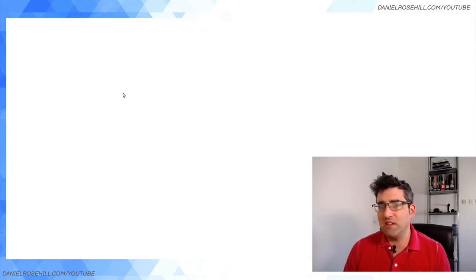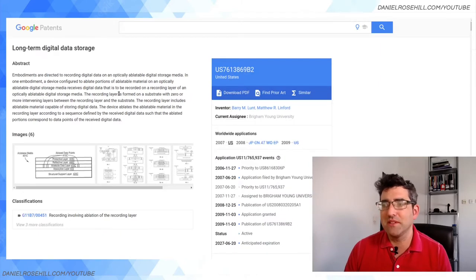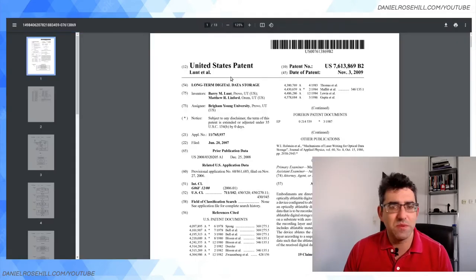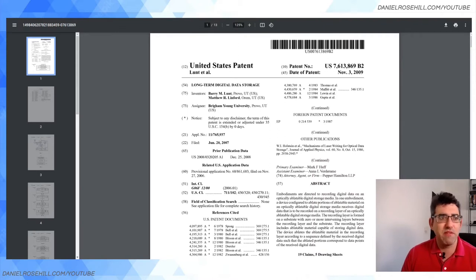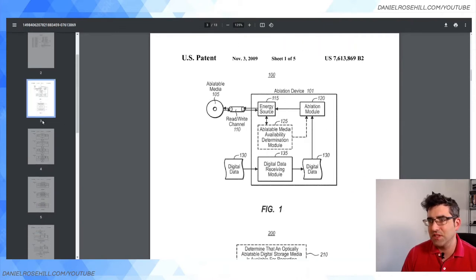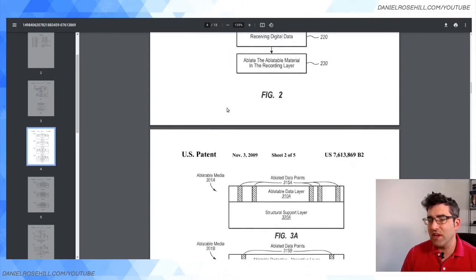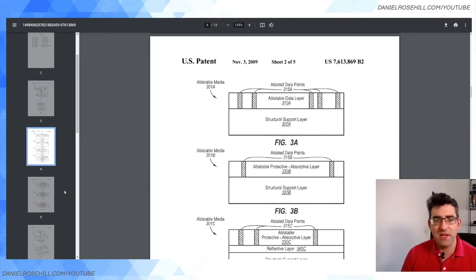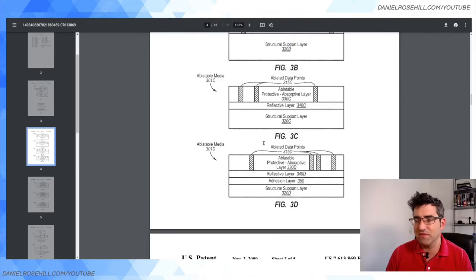We'll find the patent on Google Patents and its inventor, Barry Lunt, and Matthew Linford of Brigham Young. Barry is who I spoke to last week. And you can download the patent. It's an open source PDF. See, nothing is hidden here. So again, the people on Reddit saying, oh, we don't know what's in the M-Disc. It's a secret. If you're really, really smart and know about data and data storage, I presume this stuff will not be double Dutch to you.